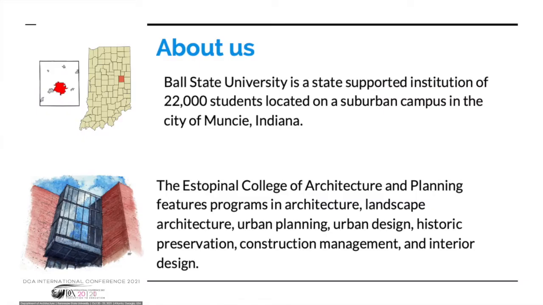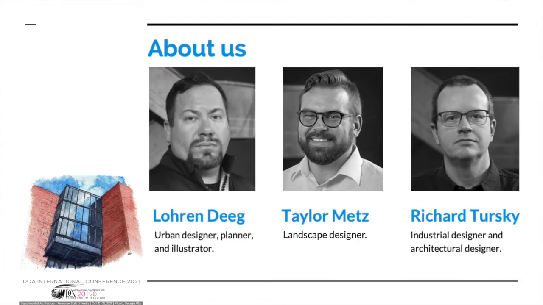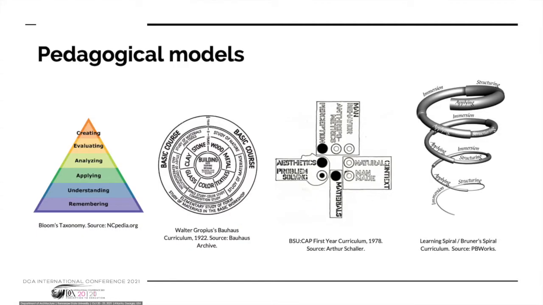As some of you have been to our campus or may know about us, we are located just outside of Indianapolis on a suburban campus of 22,000 students with programs in architecture, landscape architecture, urban planning, urban design, historic preservation, construction management, interior design. And we share duties across three disciplines: architecture, urban planning, and landscape architecture in our foundational first-year program. So myself and my co-authors represent three disciplines in that common first-year curriculum.